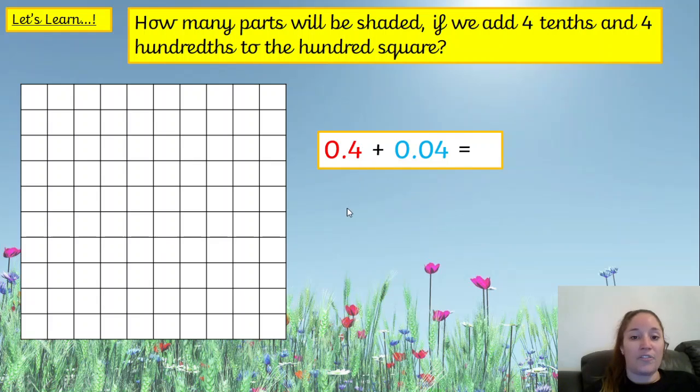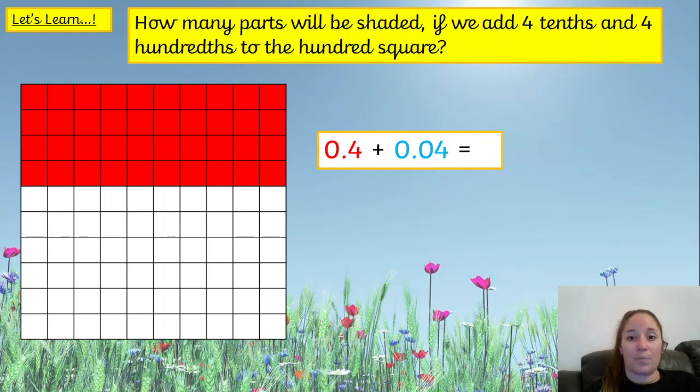So I can colour 40 pieces in red, plus 0.04, because there are hundredths. So we're adding 4 tenths and 4 hundredths. So if I add the 4 hundredths now, how many pieces altogether are shaded? 0.44.